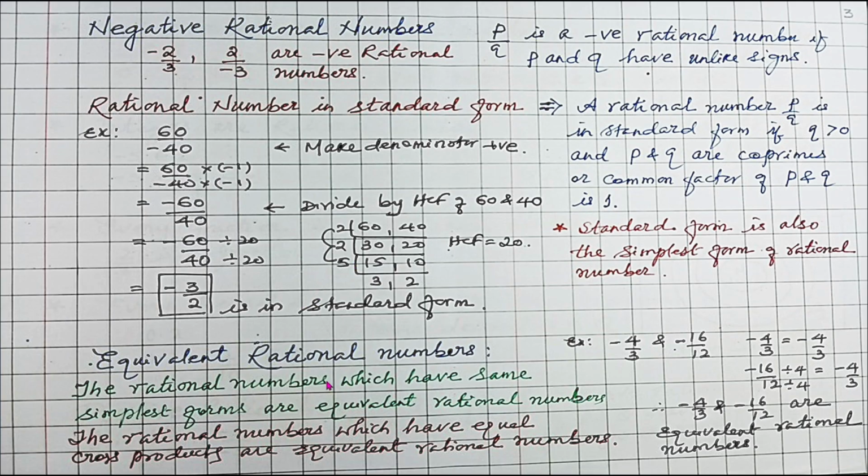Now, what are equivalent rational numbers? Equivalent rational numbers means the rational numbers which have the same simplest forms.